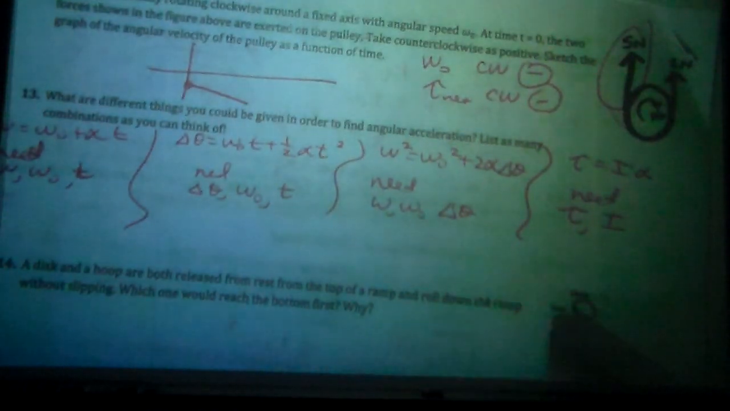I have the third one that's not in the equation sheet, but you can get it from the first three, just translating. Omega squared is omega naught squared plus 2 alpha delta theta. So in that case, I would need omega, omega naught, and change in theta. And I could also do torque equals I alpha, so you would need net torque and I. I think that's everybody. You could also do combinations, but I'm just going straight equations, not using two equations.